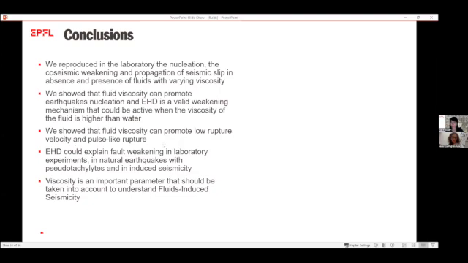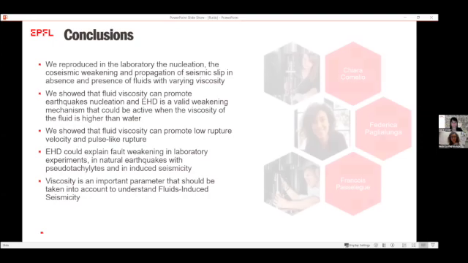We showed that fluid viscosity can promote low rupture velocity and pulse-like ruptures, that elastohydrodynamic lubrication can explain fault weakening in the laboratory, in natural earthquakes with pseudotachylytes, and in induced seismicity, induced earthquakes. And finally, that viscosity is an important parameter that should be considered to better understand fluid-induced seismicity.